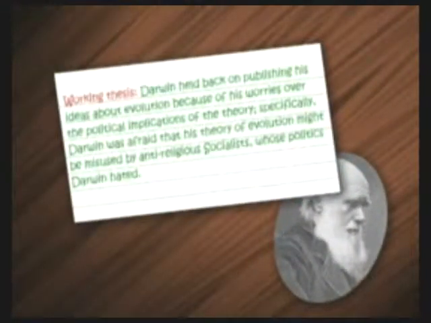Many scholars and historians have come up with different theories as to why Darwin might have chosen to delay publishing his revolutionary ideas about evolution. And from doing your research into Darwin's life and background, you've come up with your own explanation, the one that you think best suits the facts. The thesis you've decided upon states that Darwin held back on publishing his ideas about evolution because of his worries over the political implications of the theory. Specifically, Darwin was afraid that his theory of evolution might be misused by anti-religious socialists whose politics Darwin hated.